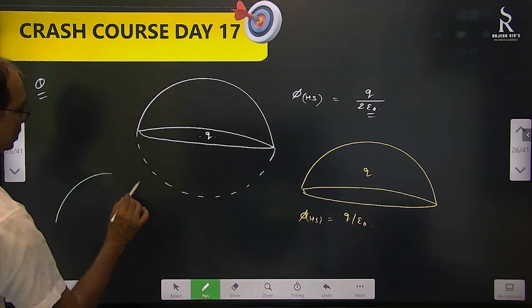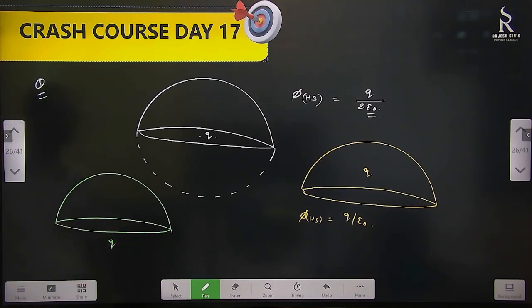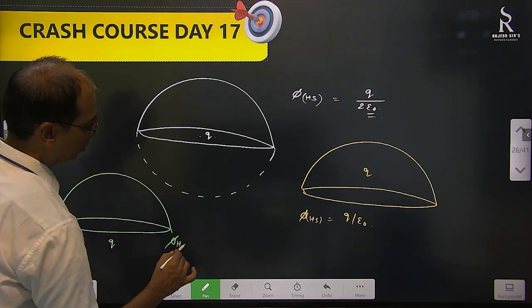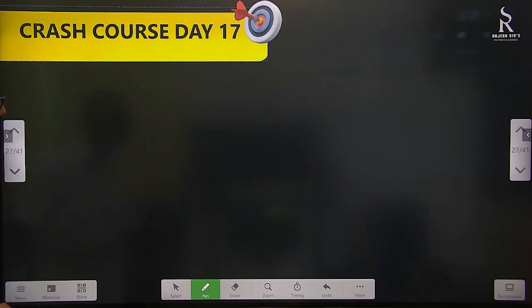So if it's like this, and the charge is here, then the flux through this hemisphere is 0 because it's outside. Okay. In the same way, we will do one more.